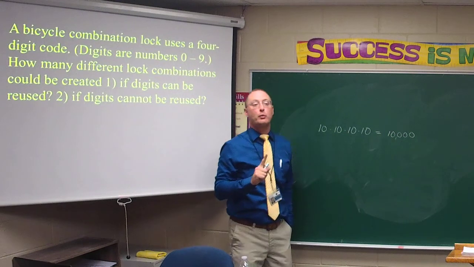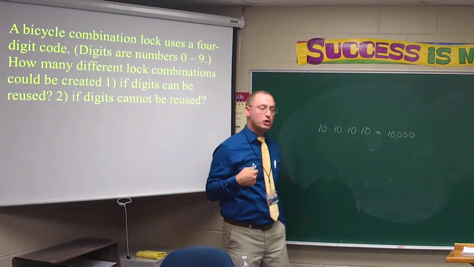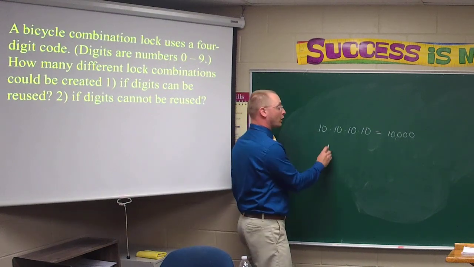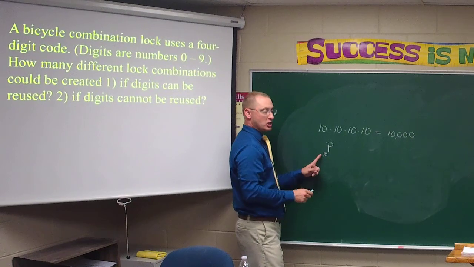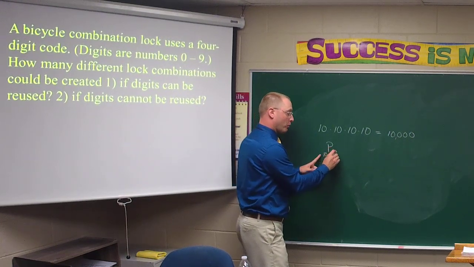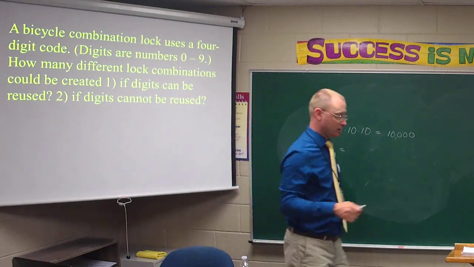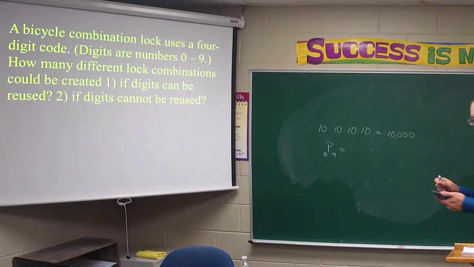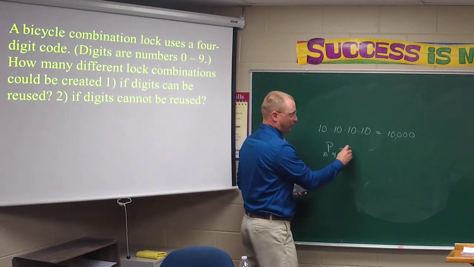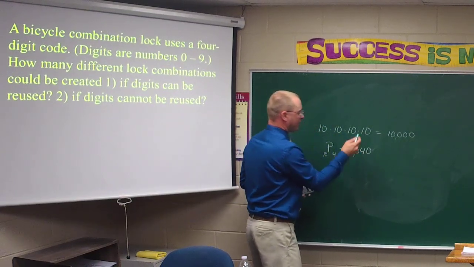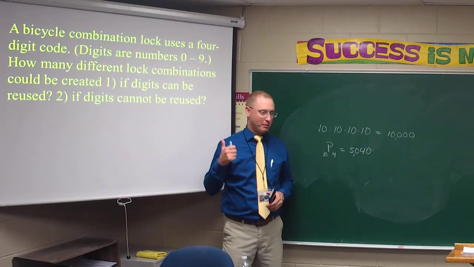Now, if you cannot reuse values, part number 2, now we're talking about a permutation, because the order definitely matters, right? So we've got 10 digits, but we're going to choose 4 of them. And since the order matters, we end up with how much? 5,040. I can't hear. 5,040 different combinations if you don't reuse a digit on the combination lock.